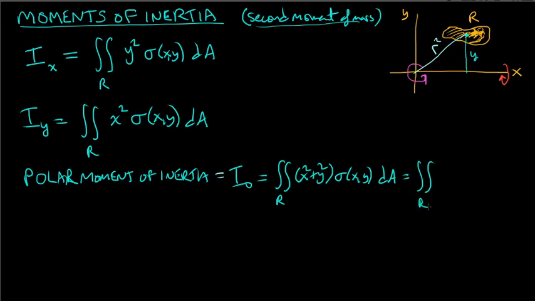Or you can just integrate r squared, particularly if the density is a function of, say, r and theta, then that might be more useful there.